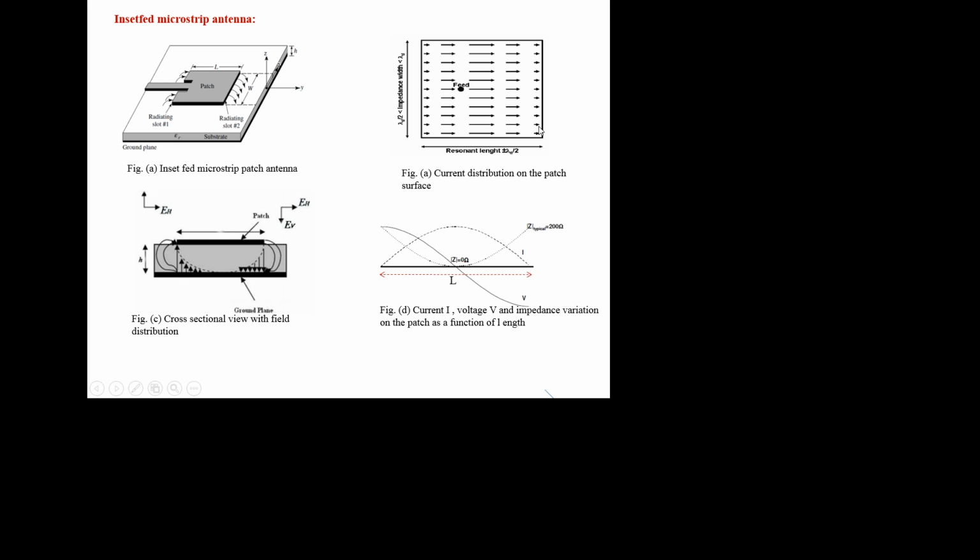patch, and minimum current is observed at the end of the patch. This is the end of the patch. At the end, the current distribution is minimum here and here. And current is maximum at the center and minimum at the ends, because it is an open circuit. At an open circuit, current is minimum like this. Okay, current is maximum here.